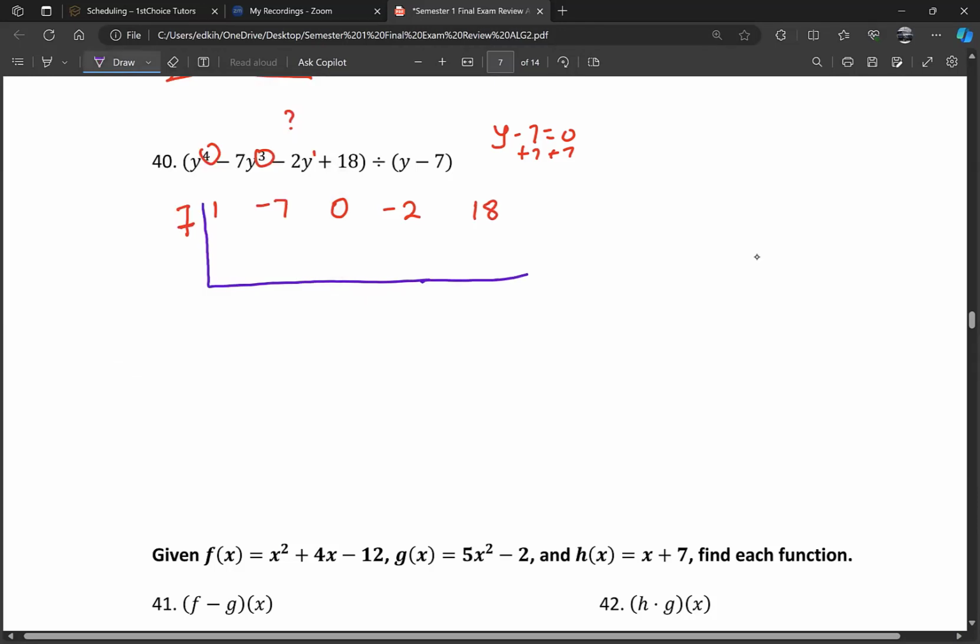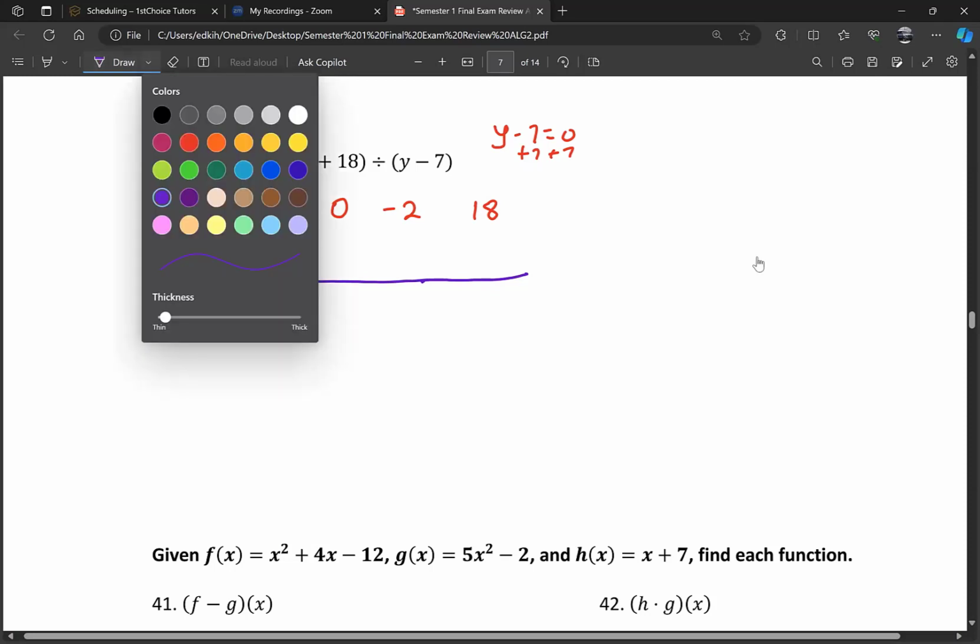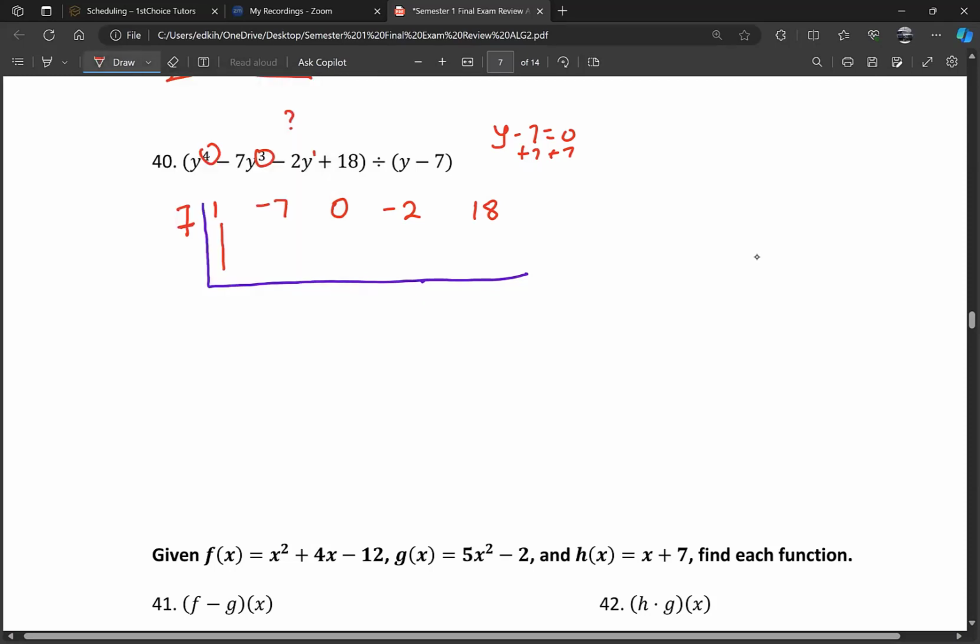So then, as is custom, we're going to drop down the first digit right there. Let me write the 7 better. And you're going to multiply. 7 times 1 is 7. You're going to add these. You get a 0. 7 times 0, 0. 0 plus 0, 0. 7 times 0, 0. -2 plus 0, it's -2. 7 times -2, -14. 18 minus 14 is 4. Again, always box off the last digit.